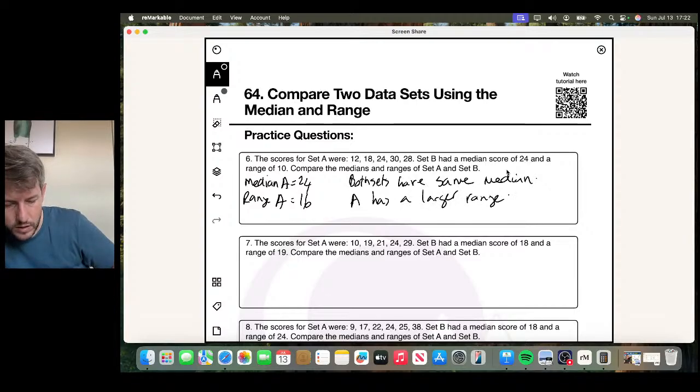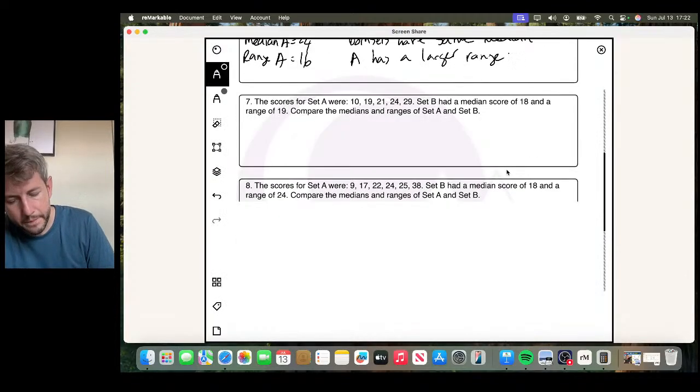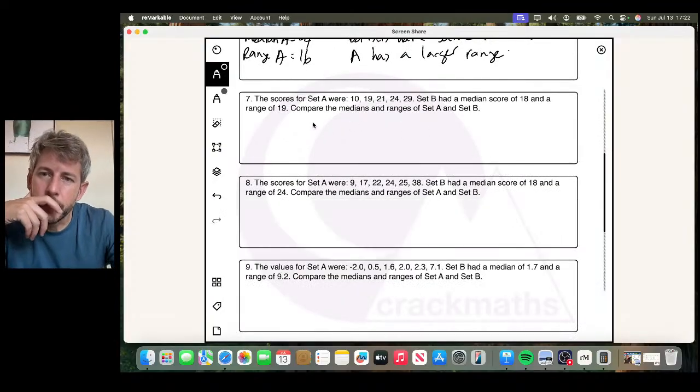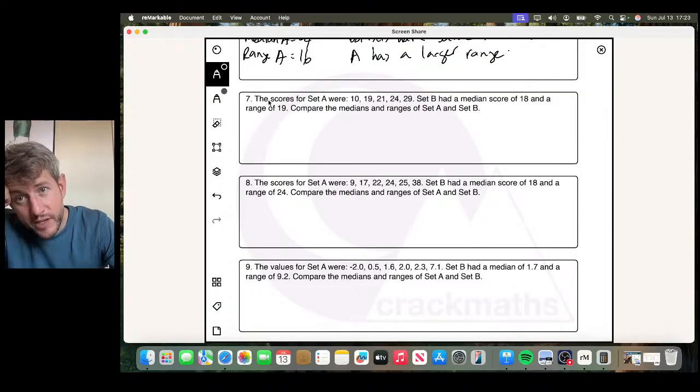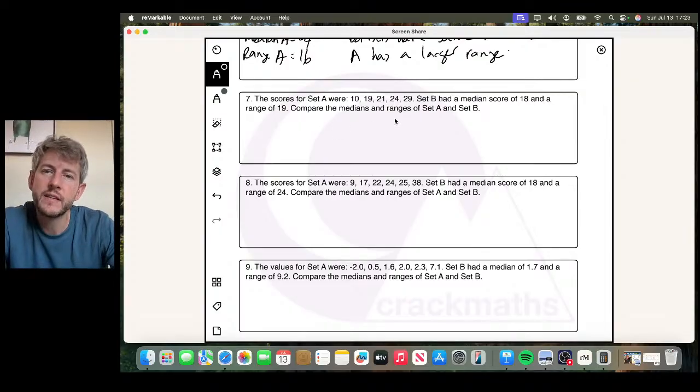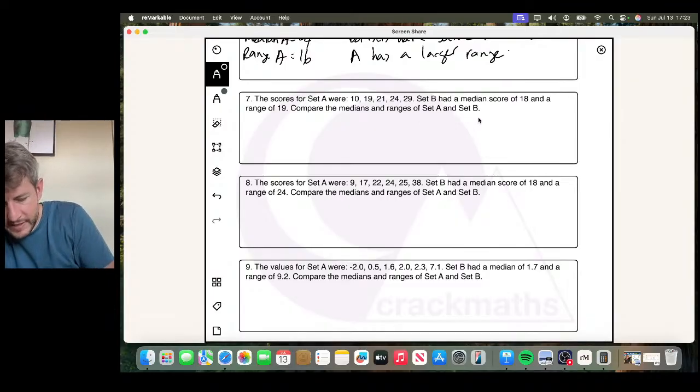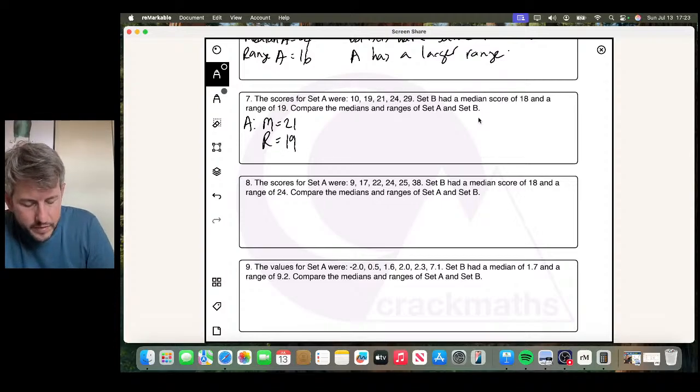Okay. Question 7. We've got here the scores for set A were 10, 19, 21, 24 and 29. Set B had a median score of 18 and a range of 19. Compare the medians and ranges of set A and set B. So again, let's put the results for A. M equals, R equals. So the median for A is 21 because it's the middle number. The range is 19.